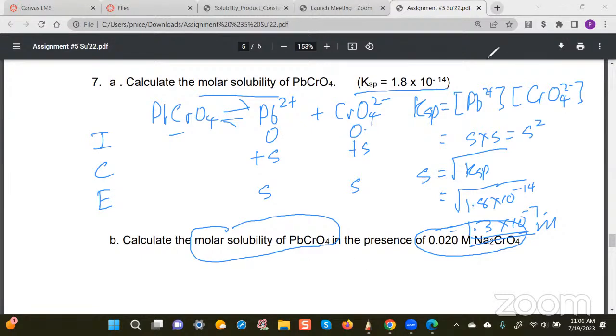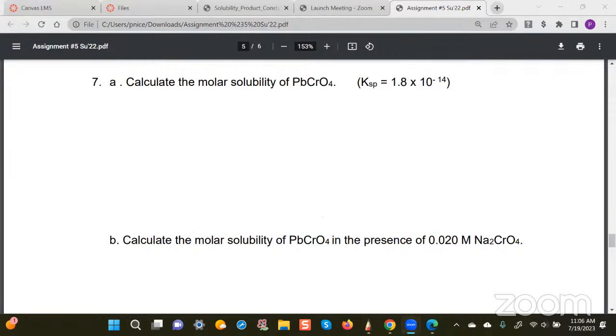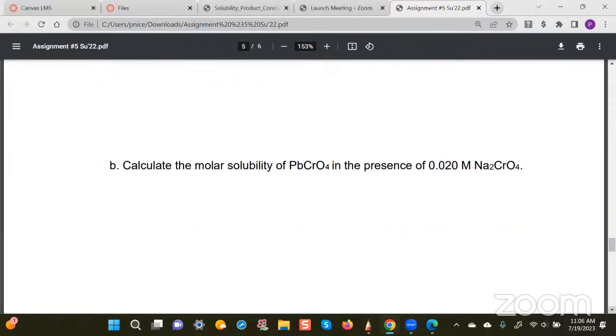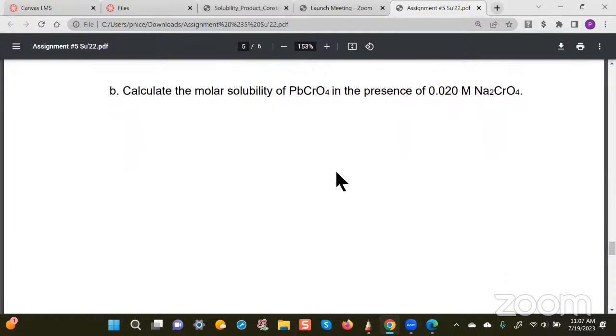So, is it okay for me to clear this? Going once? Okay. So I'm going to clear that, and then I'm going to scroll down to this one. Okay, so in this case, they're asking for the molar solubility of the same compound in the presence of this sodium chromate solution of this concentration, all right?